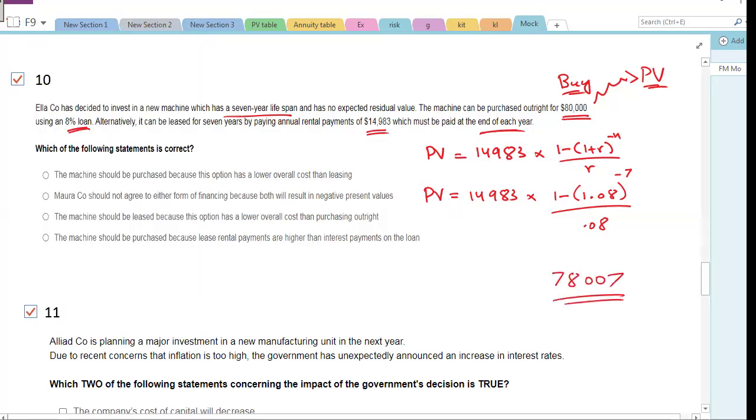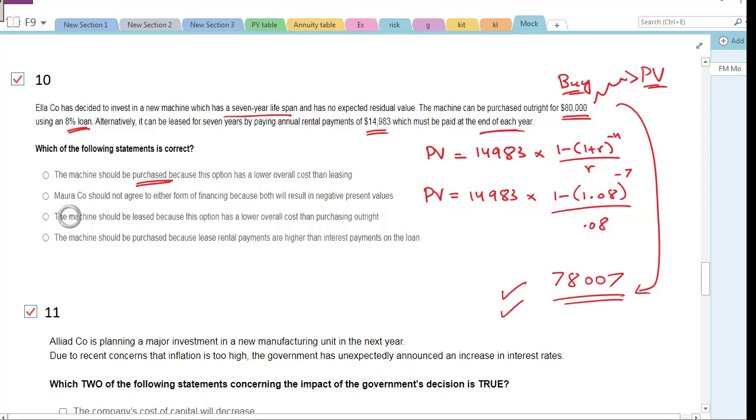We can clearly see that it's actually lower than the buy option. So we are going to lease it. We are not going to buy it. The buy option is a bit expensive. Now, if you see the first statement, the machine should be purchased. I'm not going to read it completely because the machine is not going to be purchased. The machine will be leased, because the option is lower. No, the option is not lower than leasing. It's wrong.